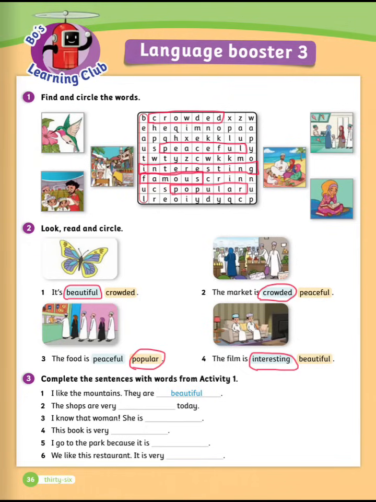Exercise number 3. Complete the sentences with words from activity 1. Let's see the answers. Number 1. I like the mountains. They are beautiful. Number 2. The shops are very crowded today. Number 3. I know that woman. She's famous. Number 4. This book is very interesting. Number 5. I go to the park because it's peaceful. Number 6. We like this restaurant. It's very popular.